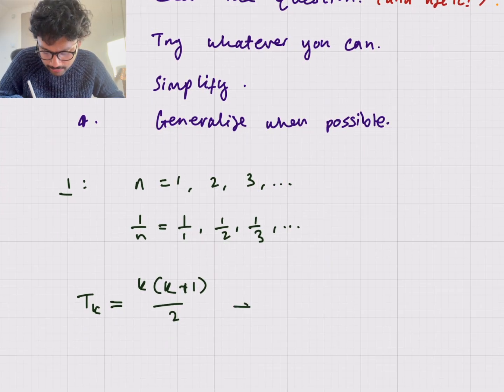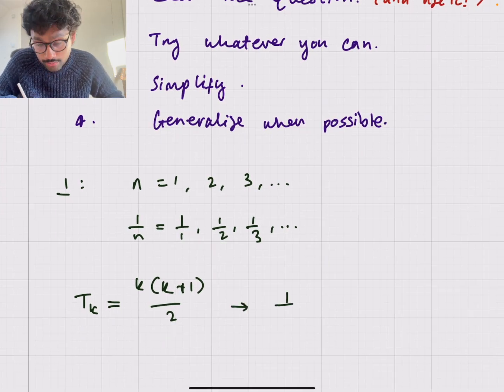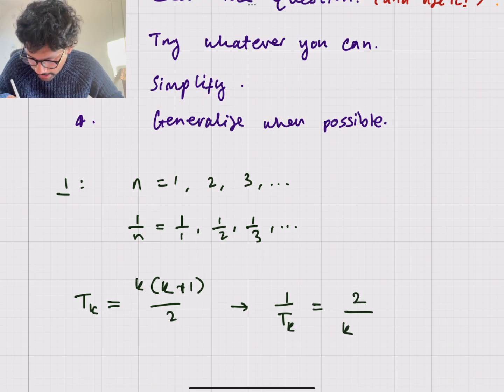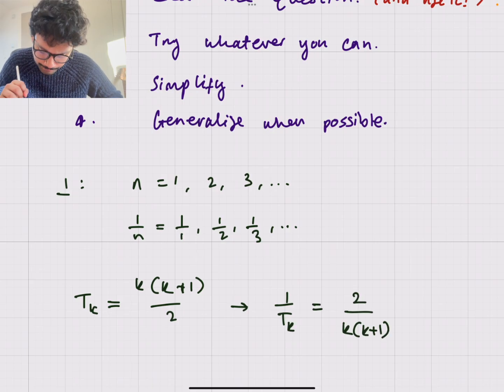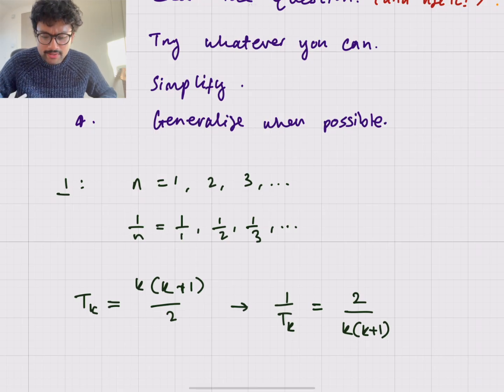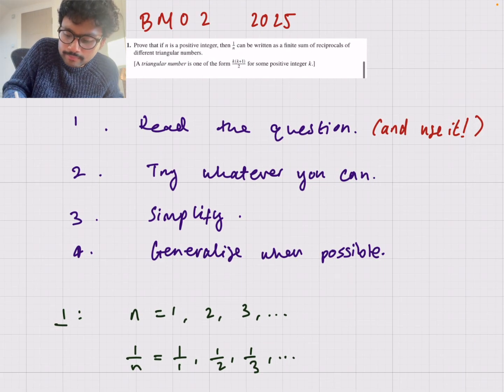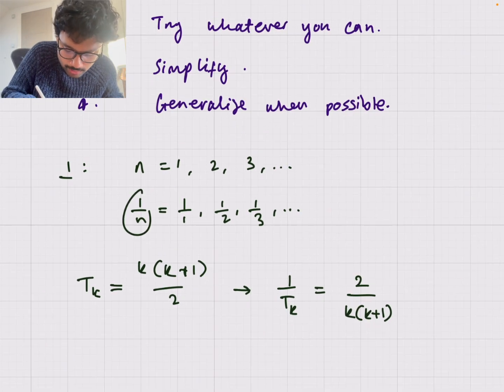Well, let's invert this. Let's take the reciprocal of that. So we have 1 over t_k. That's going to be equal to 2 over k times (k plus 1). Okay, and what they're saying is a finite sum of these reciprocals should give us 1 over n.